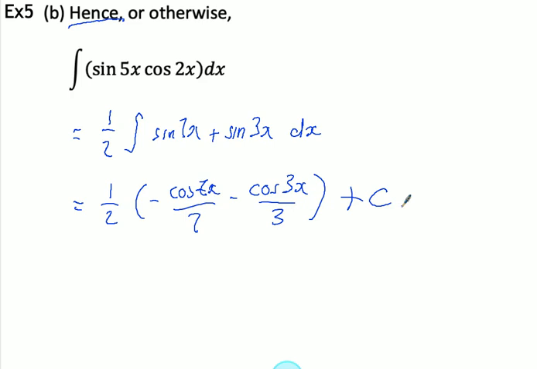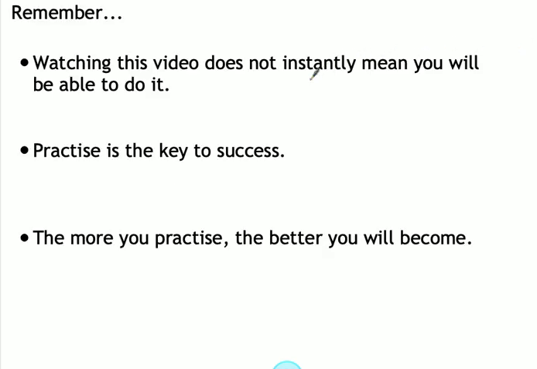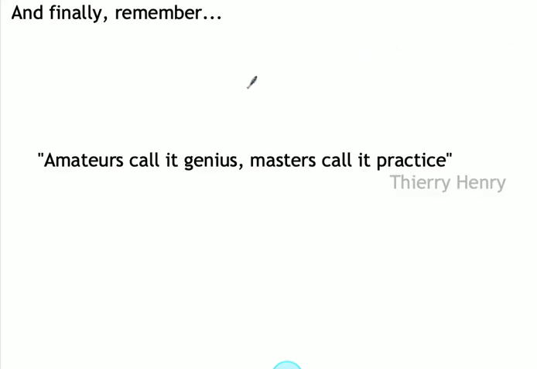I suppose I could do, but I think that is what we want to get from here. Now, it's worth pointing out this skill takes a serious bit of practice. The key is understanding if you don't know how to integrate something directly, or it's not in the formula book, then there must be an identity to help. They're not going to give you a question that you can't access. A polite reminder that watching this video doesn't instantly mean that you're going to be able to do it, and the more you practice, the better you'll become, and that really is the key. And of course, amateurs call it genius, masters call it practice.